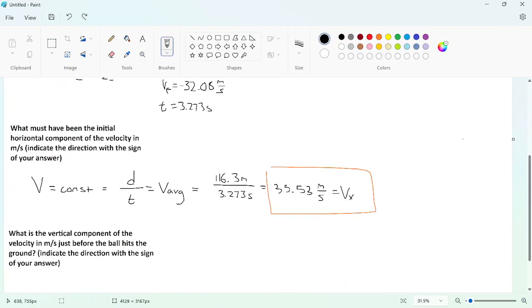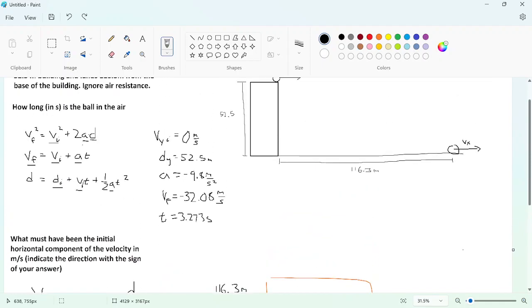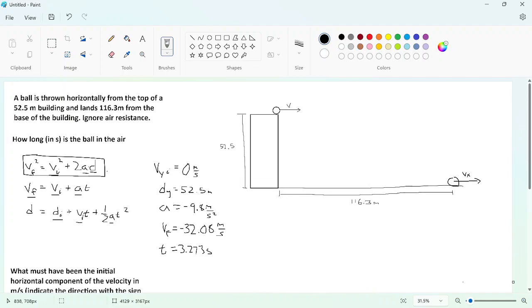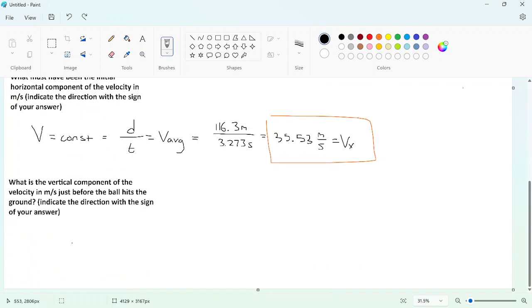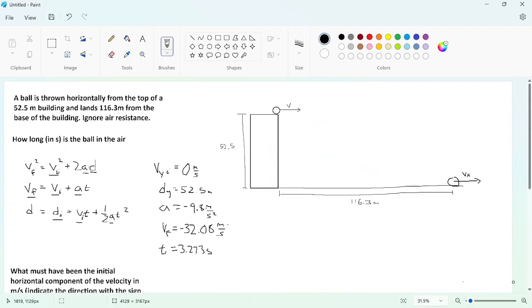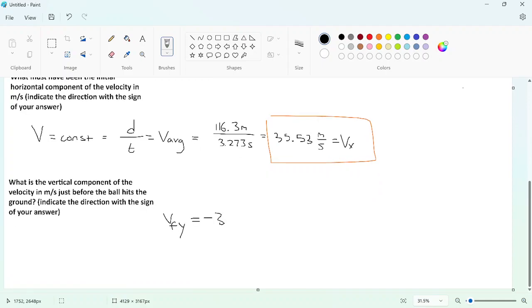We calculated it up here earlier. This is it at the end. We calculated this by using this formula up here. We had the initial velocity, the acceleration, and the distance in which it will fall. That allows us to calculate the final velocity, at least in the y direction. So its velocity final in the y direction is going to be equal to negative 32.08 meters per second.